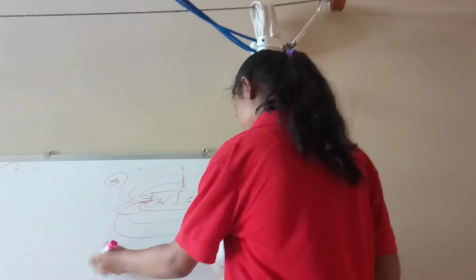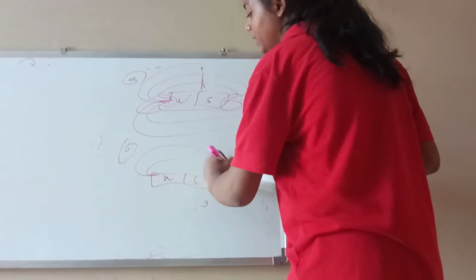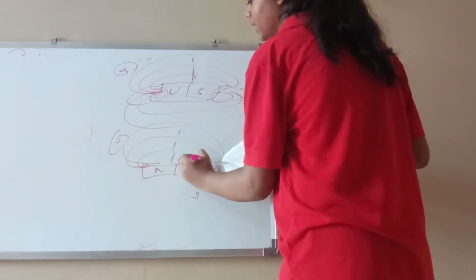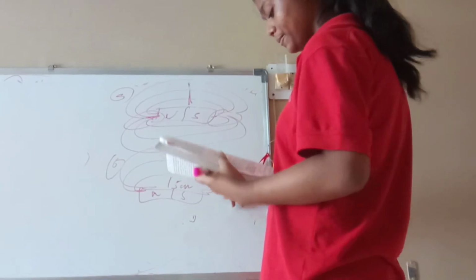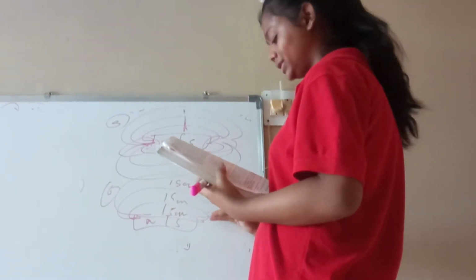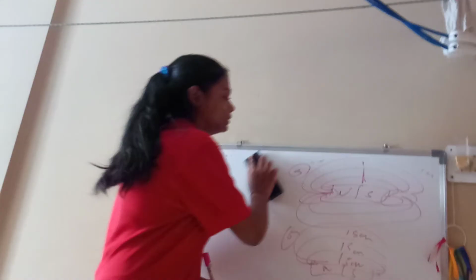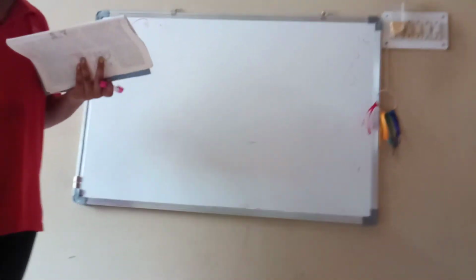Sixth point. They are parallel to each other and the distance between the lines would be equal. If this is 5 cm, this would be 5 cm, and this would be 5 cm. The distance is equal, so we say equidistant, and they are parallel to each other. You can see they are parallel and uniform.